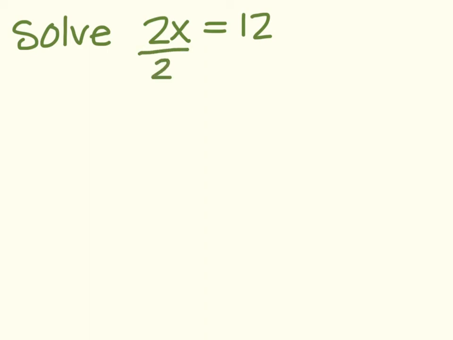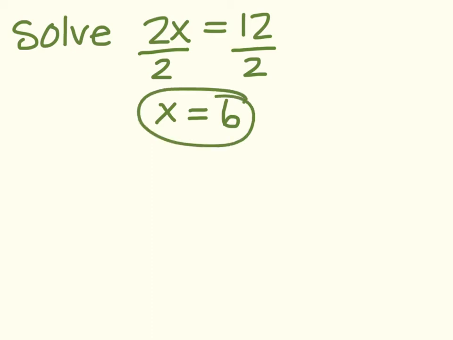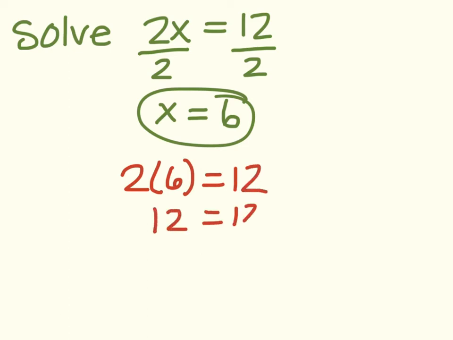But remember, whatever we do to one side, we must repeat on the other side to keep our equation balanced. So we also need to divide 12 by 2. 2x divided by 2 gives us x. 12 divided by 2 gives us 6. So in the equation 2x equals 12, x is valued at 6. Once again, you can check your work by substituting your solution back in. And indeed, 2 times 6 does equal 12.